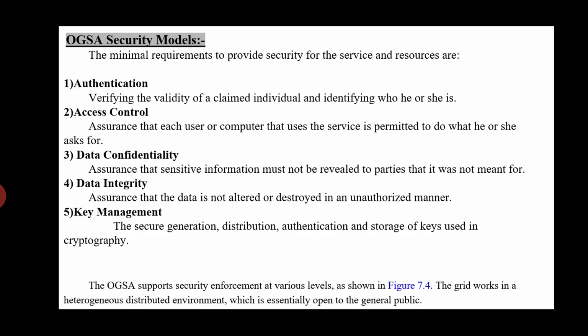And the last security model is key management. Here it is very important: the secure generation, distribution, authentication and storage of keys used in cryptography. We have many concepts here, such as plain text and ciphertext. In information security we have to learn these cryptography concepts also. In key management, the secure generation and distribution and the authentication and storage of keys are used in cryptography technology.